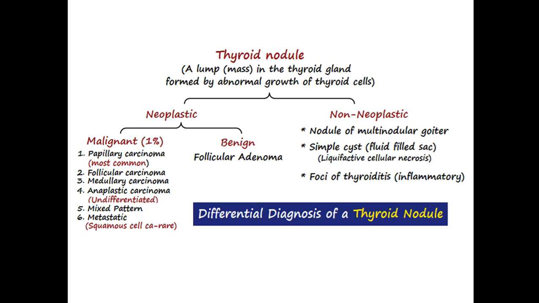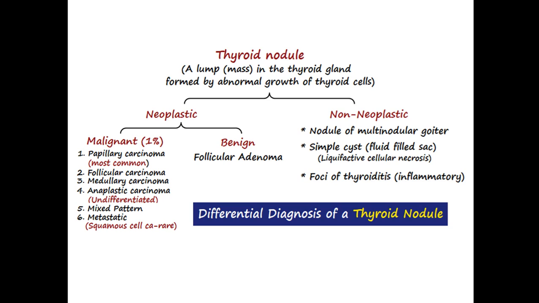The non-neoplastic or non-cancerous thyroid nodules may be caused by a nodule of the multinodular goiter. It may arise from a simple cyst, which is a fluid-filled sac, and the fluid is formed as a result of liquefactive necrosis in the thyroid follicular cells. A nodule may be formed by inflammatory conditions like lymphocytic thyroiditis and granulomatous thyroiditis, which are inflammatory in origin.